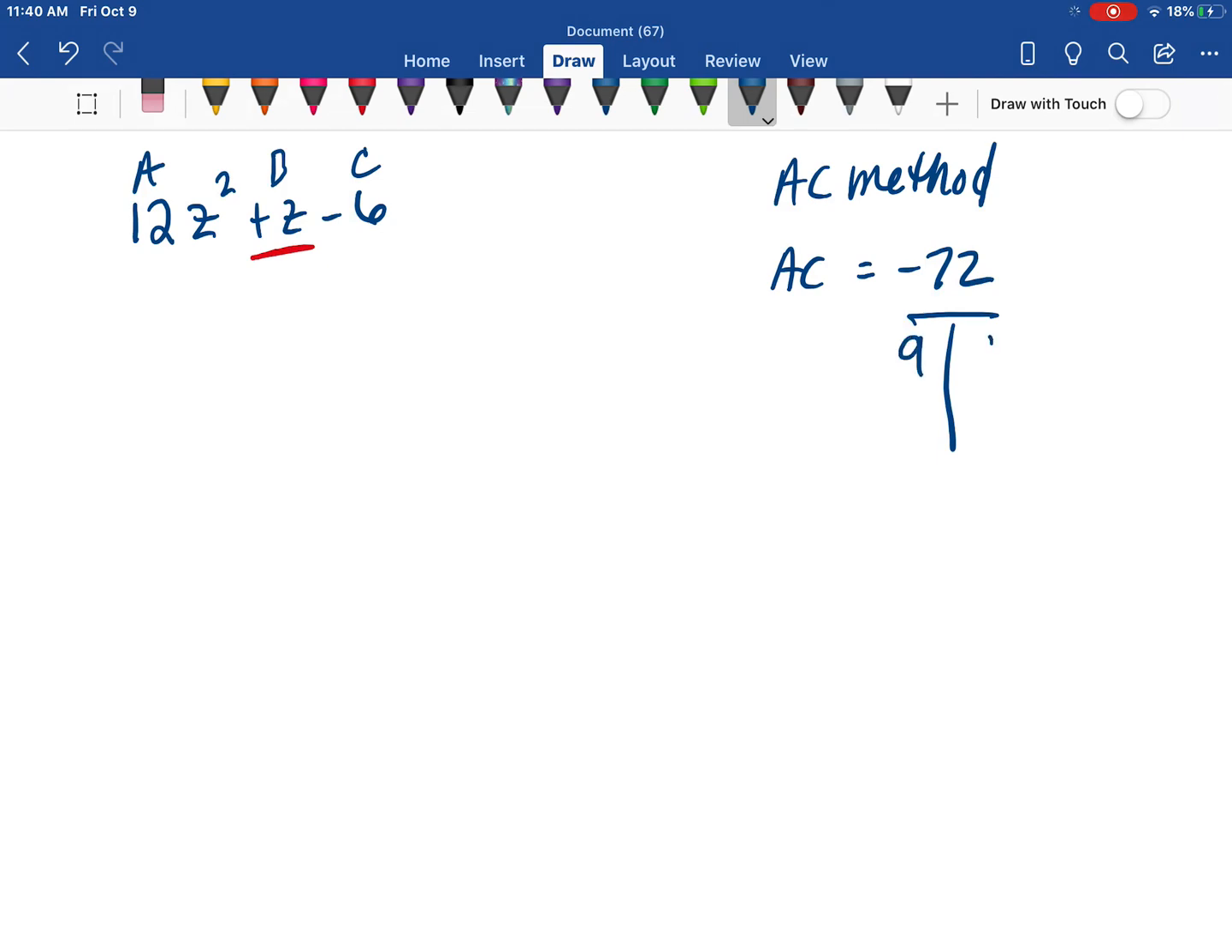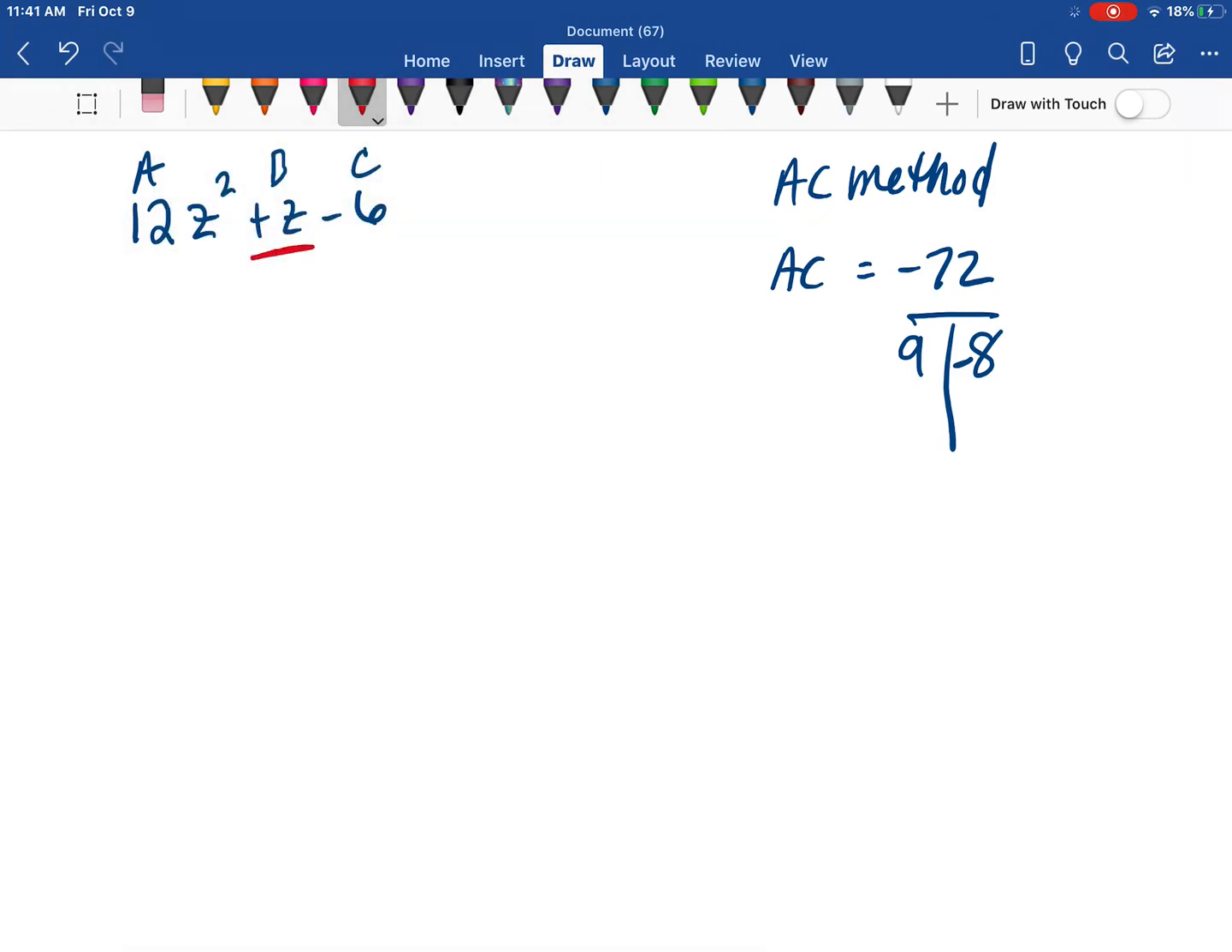So the first numbers that come to mind for me for 72 are 9 and 8. That has a difference of 1, and one of them needs to be plus and one of them needs to be minus, so it multiplies to give me -72. But I want it to add to give me a positive 1 in the middle. So I'm going to make my 8 negative. That way when I take a 9 and a -8, I get a positive 1.